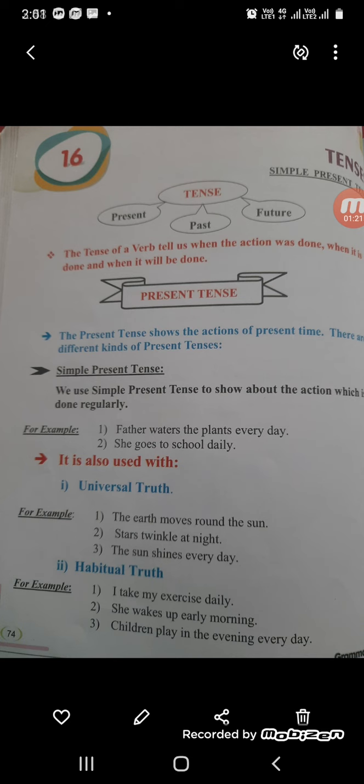Now the present tense shows the action of the time. There are different kinds of present tense. We are going to do the simple present tense today. We use simple present tense to show an action which is done regularly. Father waters the plant every day. It is also used for universal truth and habitual truth. Now I'm going to show you some examples. See it very carefully.